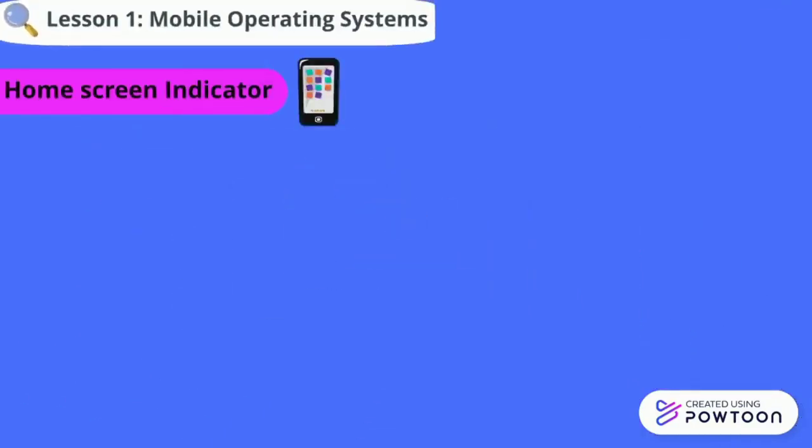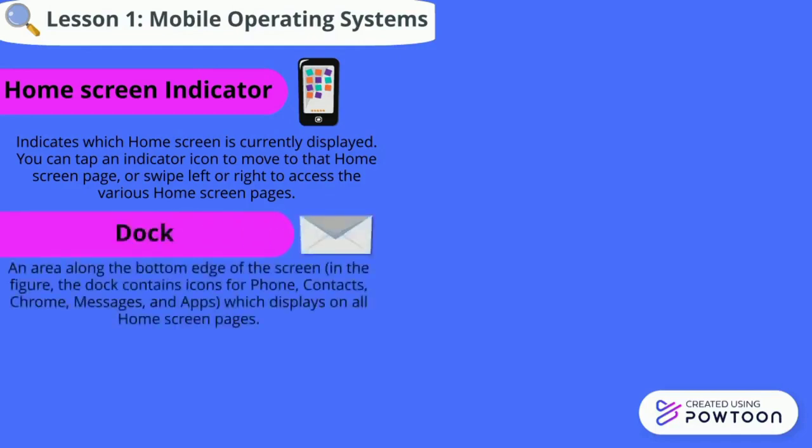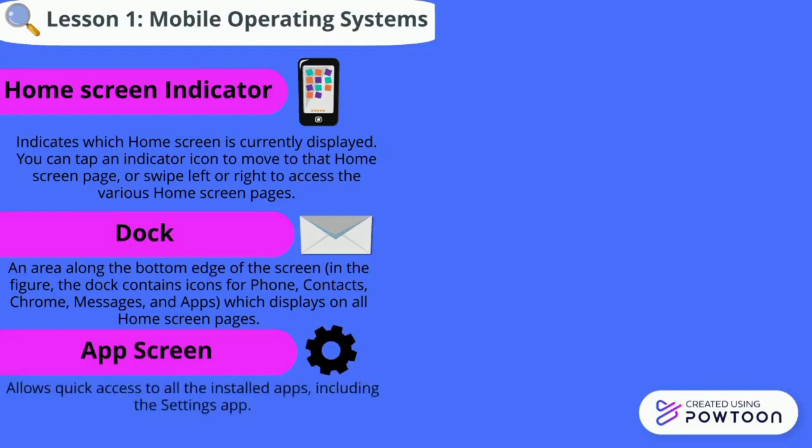Home screen indicator: indicates which home screen is currently displayed. You can tap an indicator icon to move to that home screen page, or swipe left or right to access the various home screen pages. Dock: an area along the bottom edge of the screen, in the figure. The dock contains icons for phone, contacts, Chrome, messages, and apps, which displays on all home screen pages. App screen: allows quick access to all the installed apps, including the Settings app.